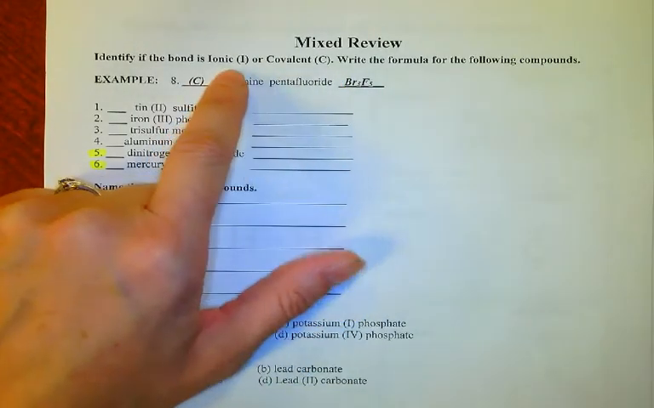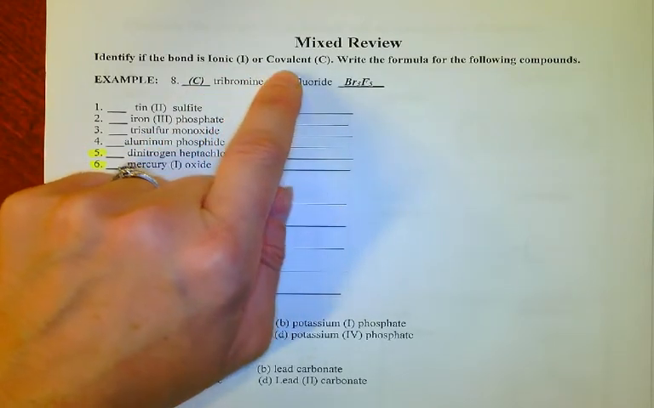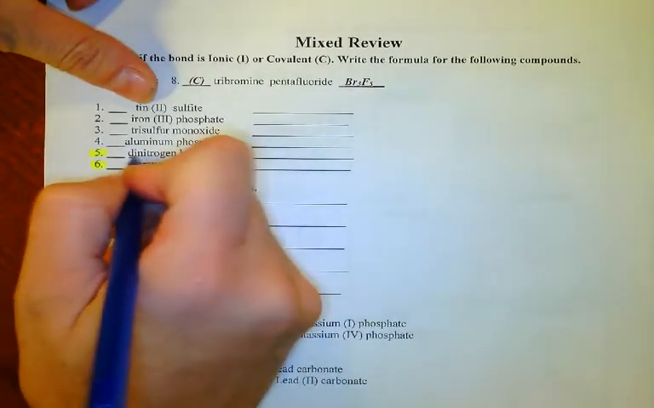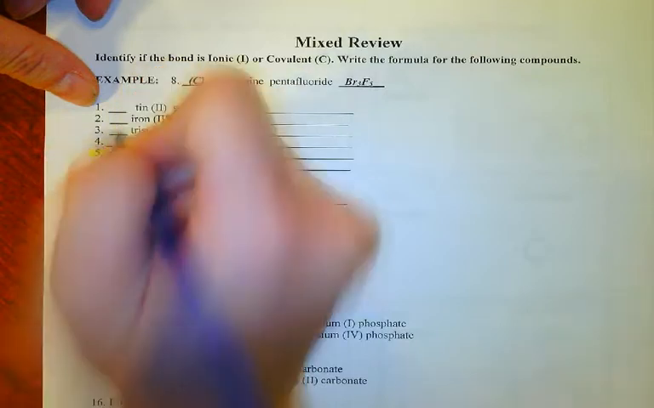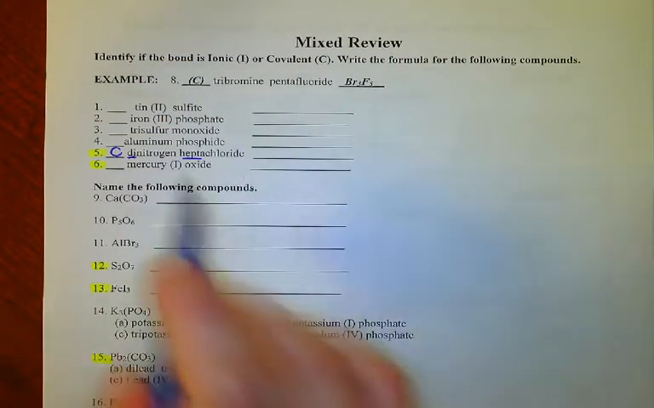Now remember our tricks. If it has a metal in it, it's ionic. If you see any prefixes, it's definitely covalent. So looking at number 5, I see di and hepta. So I know that this one has to be covalent, because covalent compounds will always have at least one prefix.